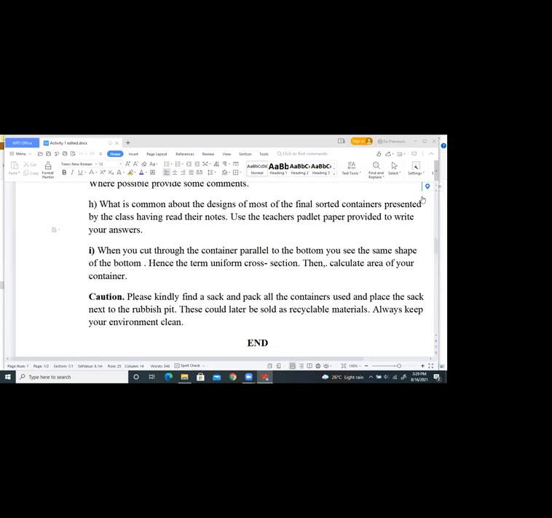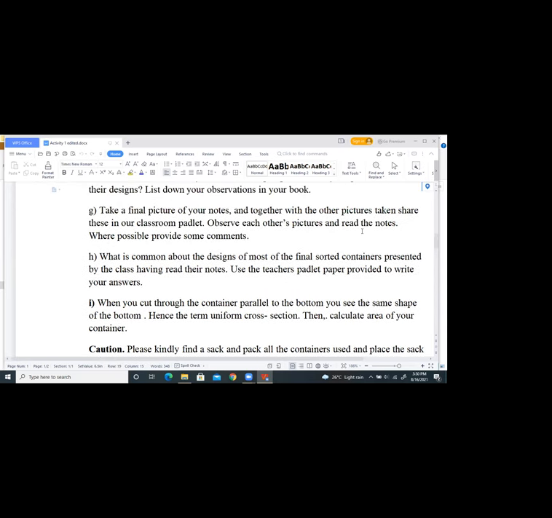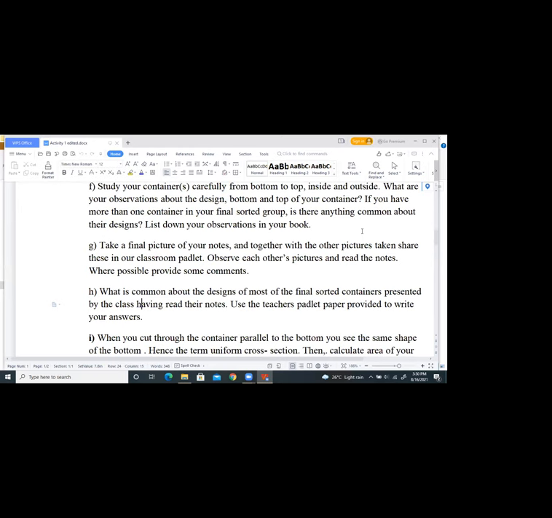So I want you to type there. So I'm seeing some people are just putting the what? I'm seeing Anna is trying to put some work here. I think Anna is just uploading procedure F, which we did already, about the design of your sorted container.